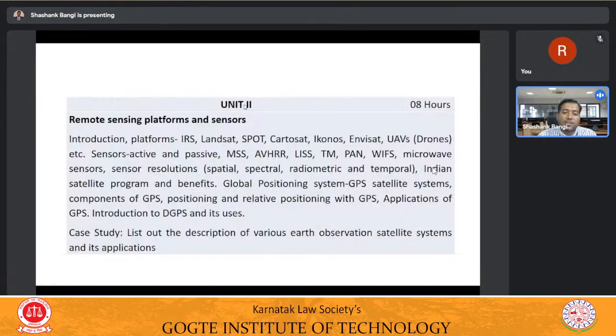Coming to unit 2, you are going to learn different remote sensing platforms. When it comes to platforms, we have 3 platforms: drone based platforms, aerial platform, and space platform. To get the information about the earth, we need some kind of sensors which may work in the visible spectrum, near infrared spectrum, thermal spectrum, or microwave also. The different sensors involved in this remote sensing process, you are going to learn in this unit 2.